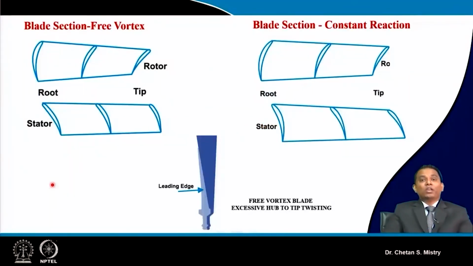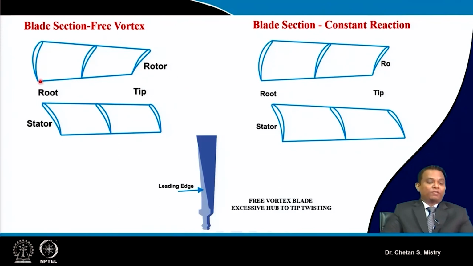Okay. Now here, you can look at this. This represents the blade sections for free vortex design, and this represents my blade section for constant reaction design. Here, as we have discussed, near the root region or near the hub, we will have a whole lot of deflection. So here my blade will have more turning. Just look, if you compare with constant reaction, my blade turning will be comparatively less.